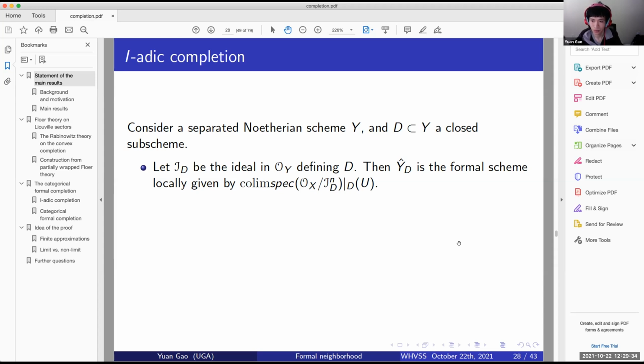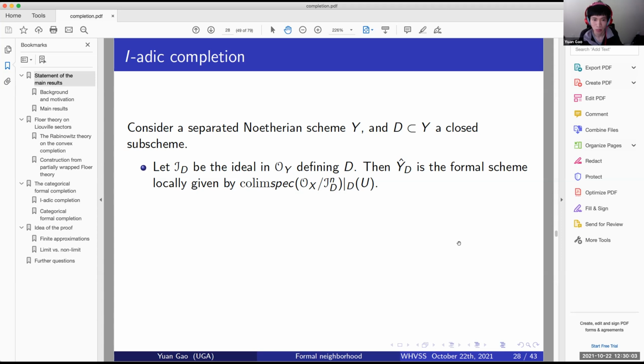And so the formal completion of Y along D is a formal scheme locally given by this colimit of the spectrum of O_Y mod I to some power, and U is an open subset of D. So the topological points are in D.